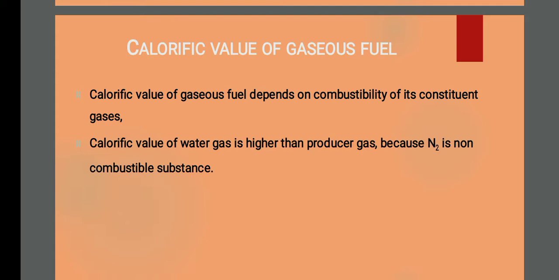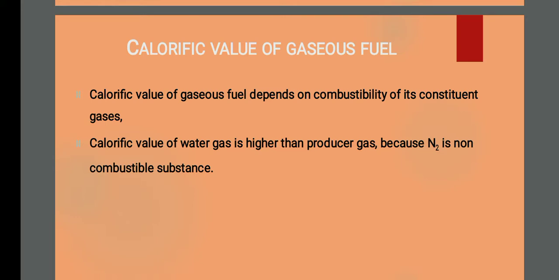Why is this vast difference there? If you take producer gas, it has nitrogen, which is a non-combustible substance. So this is the main reason for the low calorific value of producer gas. Calorific value depends only on the constituents present in the gases. If it is a good combustible substance, it will have a high calorific value, which is nothing but producing a large amount of heat. If a fuel has a good calorific value, it is said to be a good fuel. Is it okay?